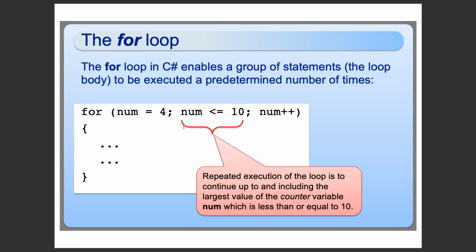Okay, and it's going to be true when num is 4, 5, 6, 7, 8, 9, and 10. When num hits 11, it's going to be false. If num is 12, it'll be false. If num is 13, it'll be false. But it's not going to get that far. It's only going to get up to num being 11. As soon as num becomes 11, this is false, then the loop ends and we do whatever is in our program under here.